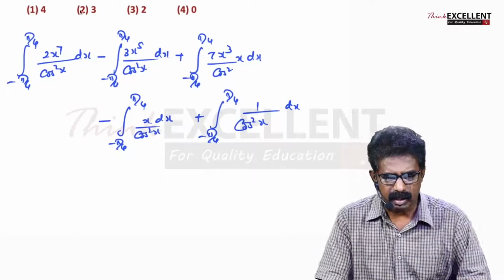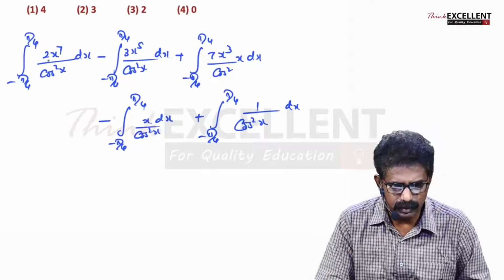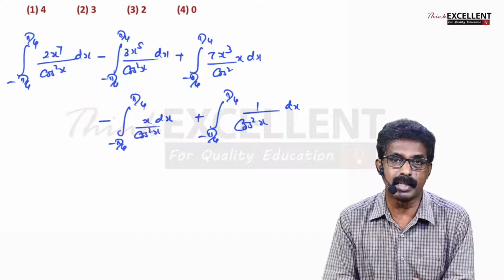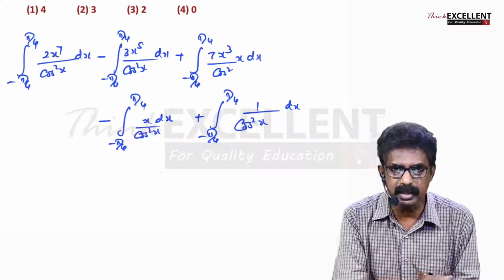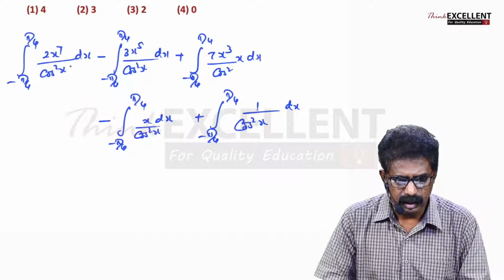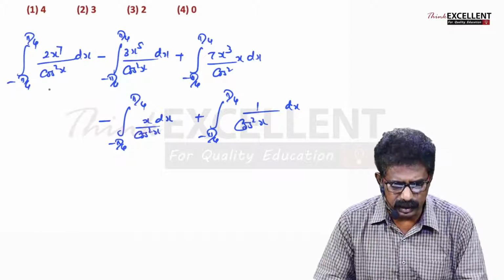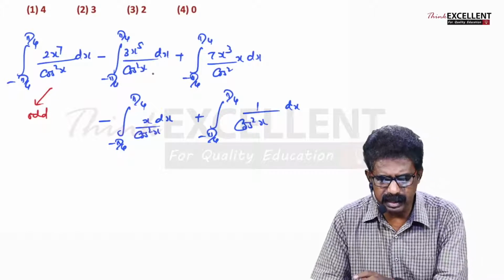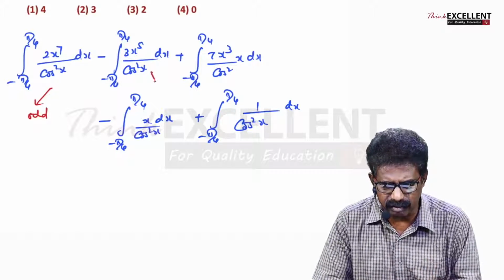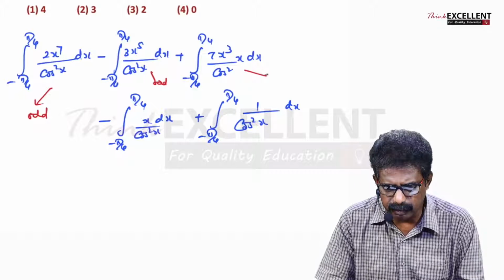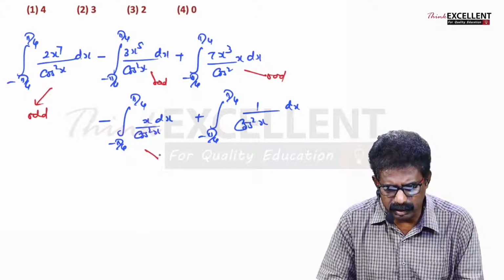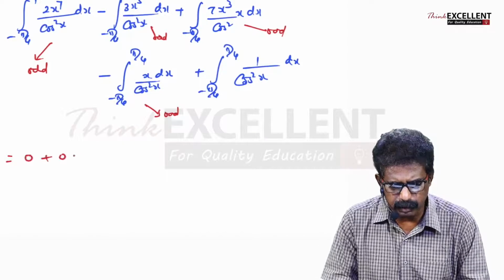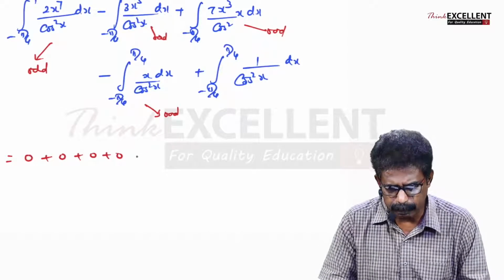Now you know for an odd function the value is 0. The first one, you see denominator is even, numerator x raised to 7. If instead of x you put minus x, raised to 7 is minus of x raised to 7. So f of minus x is minus f. So this is an odd function, so the value is 0. Second one, denominator is even, but numerator is x raised to 5, odd function, 0. Third term, odd function. Fourth term also odd function. So first 4 terms 0. So 0 plus 0 plus 0 plus 0 plus.